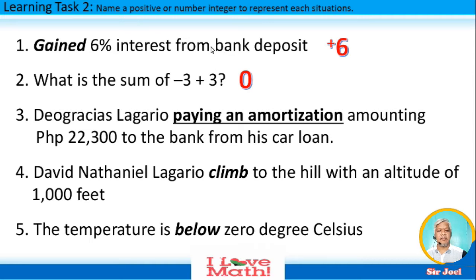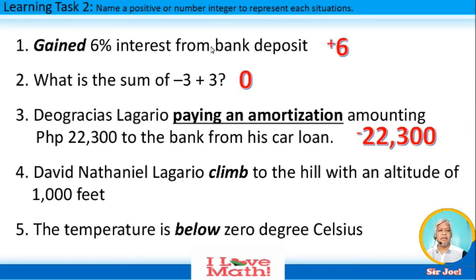So, on his part, paying an amortization, yun ay kabawasan. Therefore, kung siya ay kabawasan, that represents what? Negative 22,300. Okay? Next, number 4, David Nathaniel Lagario climbed to the hill with an altitude of 1,000 feet.